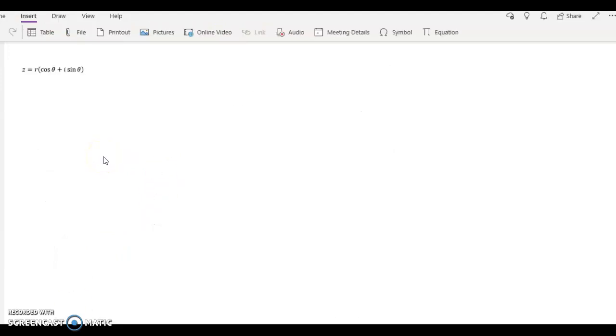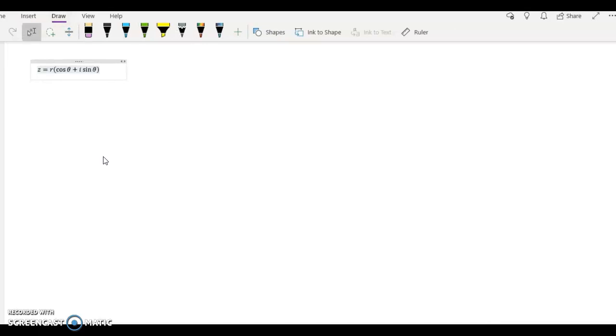The polar form of a complex number is this equation right here. z is equal to r times cosine theta plus i sine theta. We see that i popping up there. That is giving us that complex number. It's giving us the imaginary component.